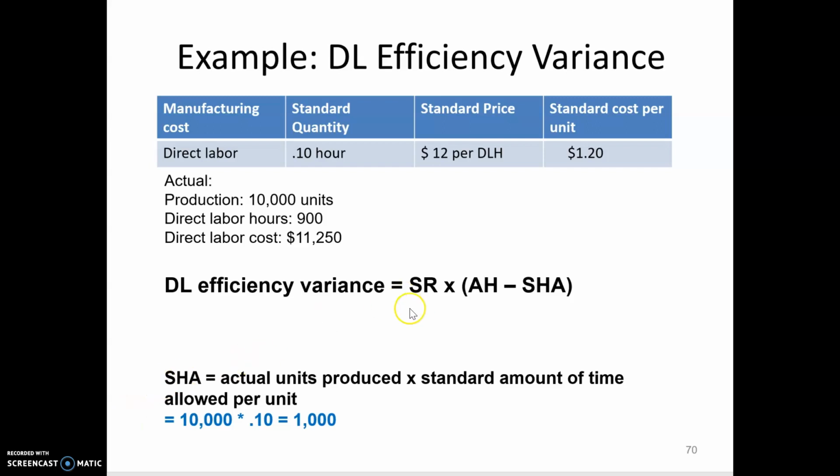So to get our direct labor efficiency variance, we start with our standard rate, which is $12 an hour. And we're going to multiply that by the actual hours, which we're told were 900, minus the standard hours allowed of 1,000. So the difference between 900 and 1,000 is 100, times 12. It gives us a variance of 1,200. Since the actual hours were less than the standard hours allowed, that 1,200 variance is favorable.